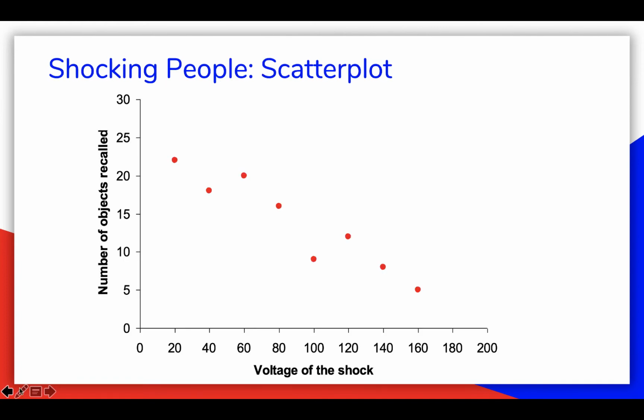So, here is our scatter plot, and it looks as if there is a negative relationship, right? It seems to go down. As the voltage increases, as we move along this x-axis, the number of items that are recalled actually goes down.